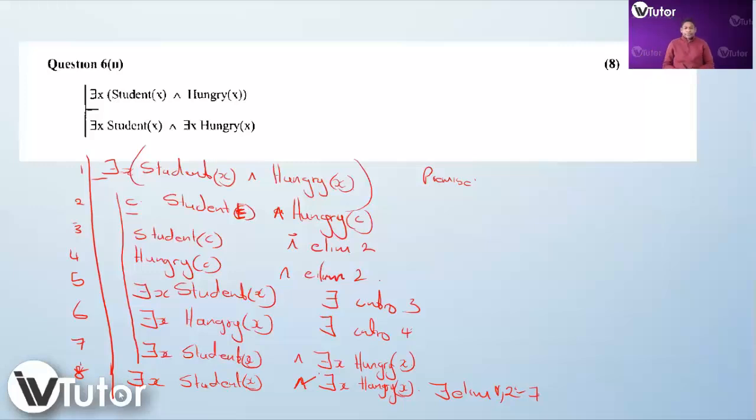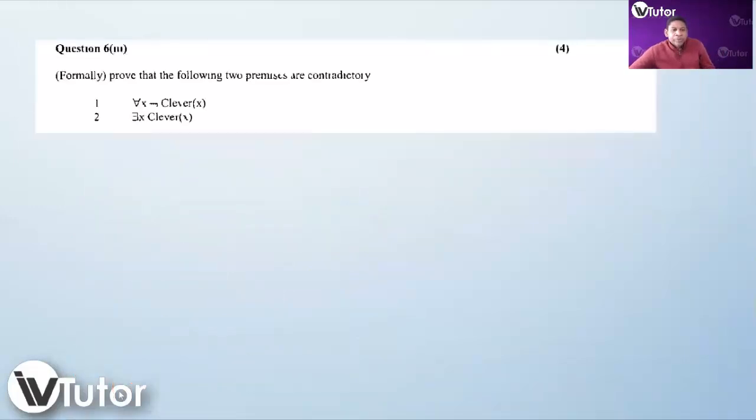All right. So this will be the solution for that using those two rules. So we've used existential elimination so far. Then we'll move over to this one: prove they're contradictory. They're saying prove that they lead to a contradiction. This is a premise, this is a premise.